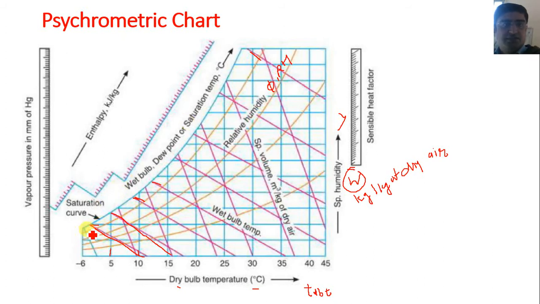And here is the saturation curve. It means that the value of RH is equal to 100%. On this curve the air becomes saturated for the given conditions. So on this curve, which is known as the saturation curve, the air becomes saturated and its value of phi becomes 100%.